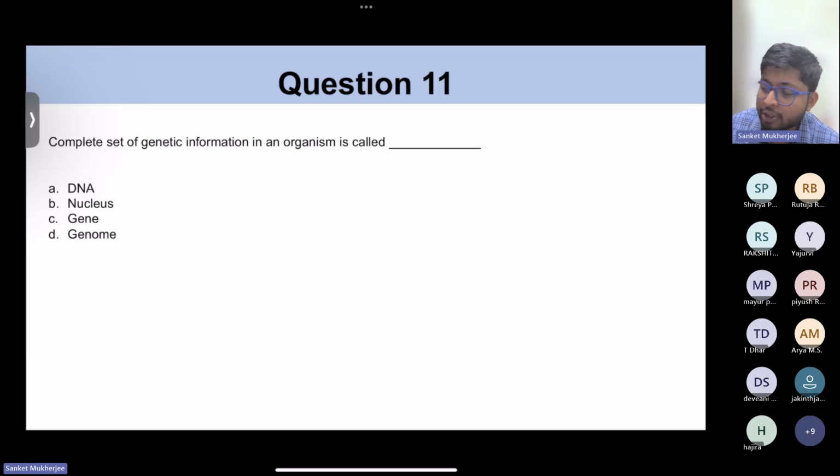Complete set of genetic information in an organism is called A, DNA, B, nucleus, C, gene, or D, genome. What would be the answer? Genome. Yes, genome, right. We already discussed it in the first slide itself. DNA is the material we are talking about. It's present in the nucleus. A gene is the part of the DNA or the chromosome which has some function. And the genome is the entire set of genetic information in an organism.